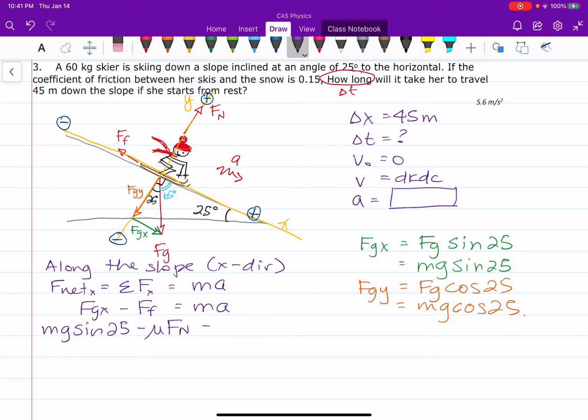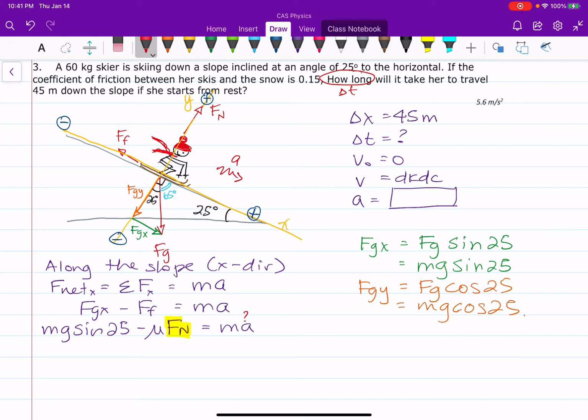Fn, which equals MA. All right, so this is what I said at the beginning when I said this is a juicy problem. Now we have everything, but we still don't have Fn. So we actually have to look at this problem along the perpendicular as well, because we're kind of stuck right now. We have everything. A is my unknown. We know everything else, but we don't know Fn.